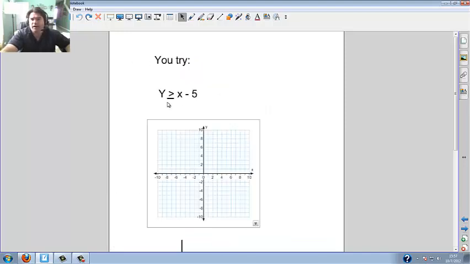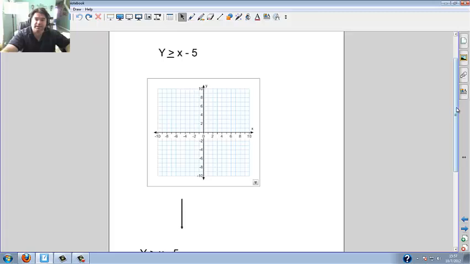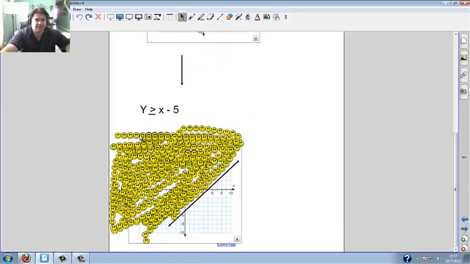Now you try. Y is greater or equal to x minus 5. Remember, draw the line first for x minus 5, then shade above. Go ahead and try. Hopefully you got this. So yeah, you have negative 5, then up 1 over 1, up 1 over 1, and shade above it. Quick break.